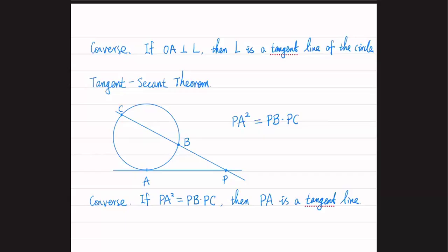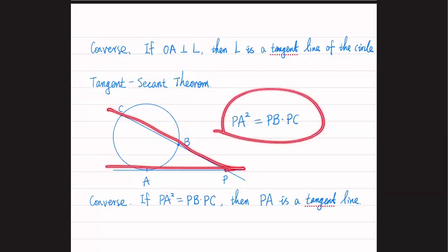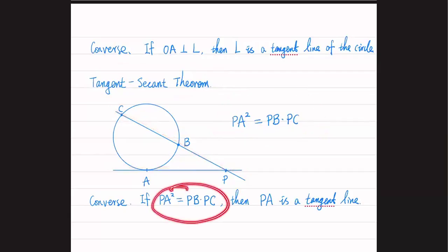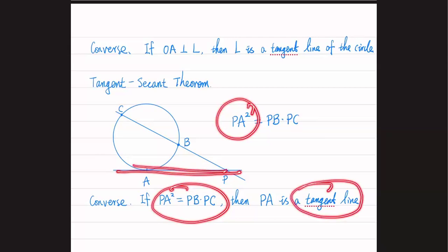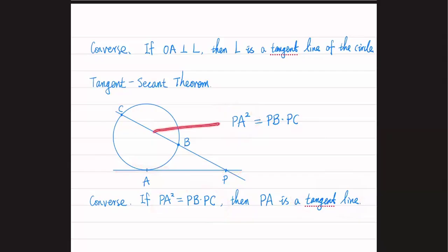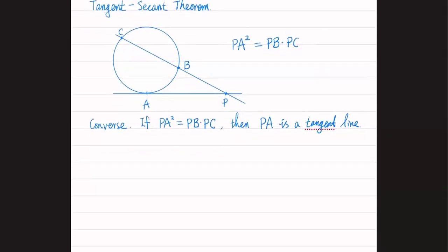So the forward, the backward. Tangent secant theorem: if we have a secant and a tangent, we have the identity. Now, if we have the identity, then this PA, this square part, must be a tangent. So we go forward, now we go backward. So backward is our converse. Let's see another one. Intersecting secant theorem.